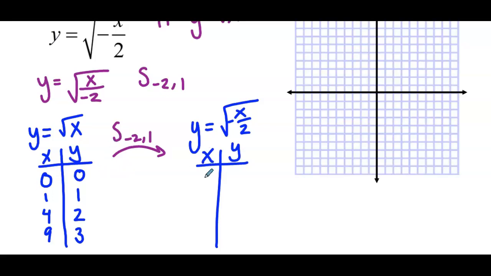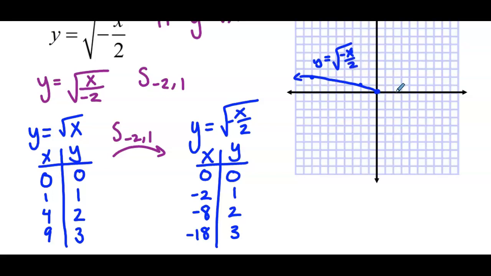So multiplying x by -2, we have 0, 0 still. Then we have -2, 1, -8, 2, -18, 3. So that point won't be too helpful for us. So we can plot our points. So 0, 0, -2, 1, -8, 2. And we can connect our points. So y equals the square root of -x/2. And we do see that horizontal stretch and we see that reflection.